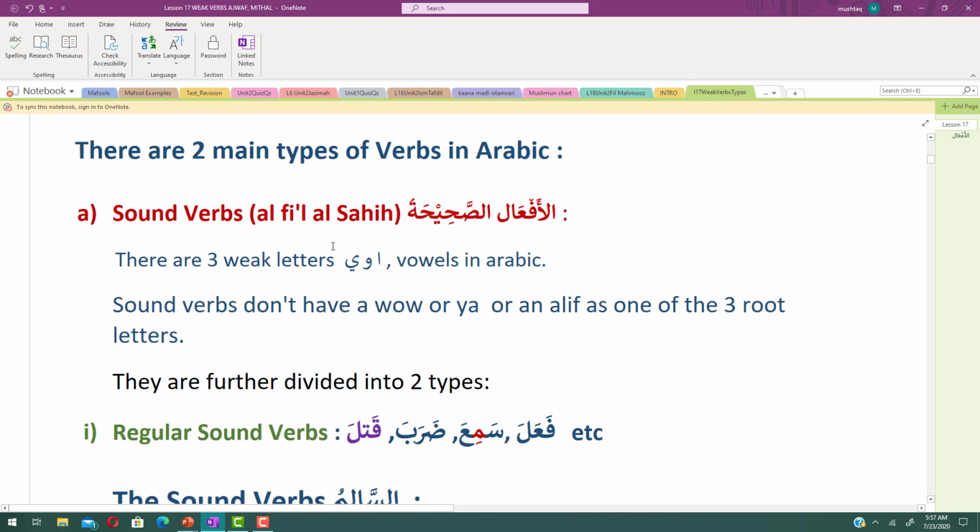What is the weak letter? There are three weak letters or vowels in Arabic. They are alif, waw, and ya. Whenever these weak letters occur in a verb, that verb is considered a weak verb. The sound or sahih verbs are the verbs that don't have these weak letters alif, waw, or ya in them as one of the root letters.